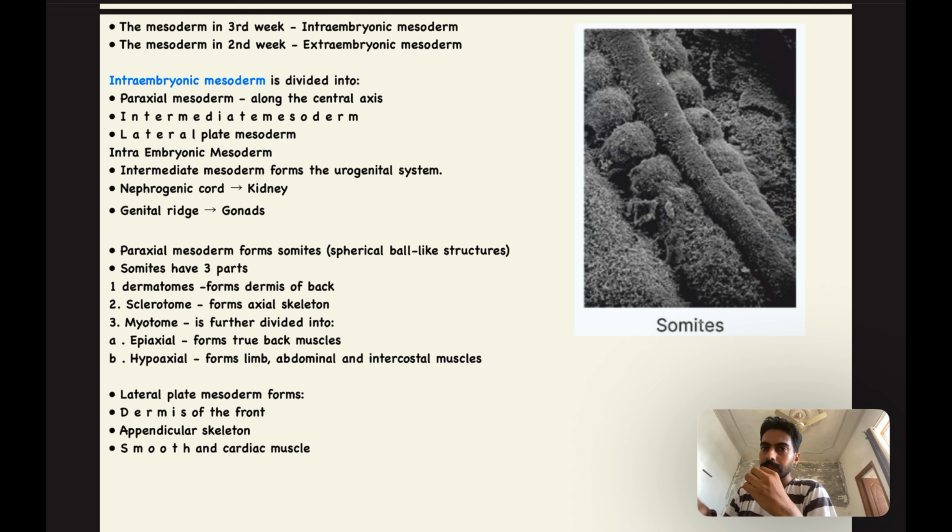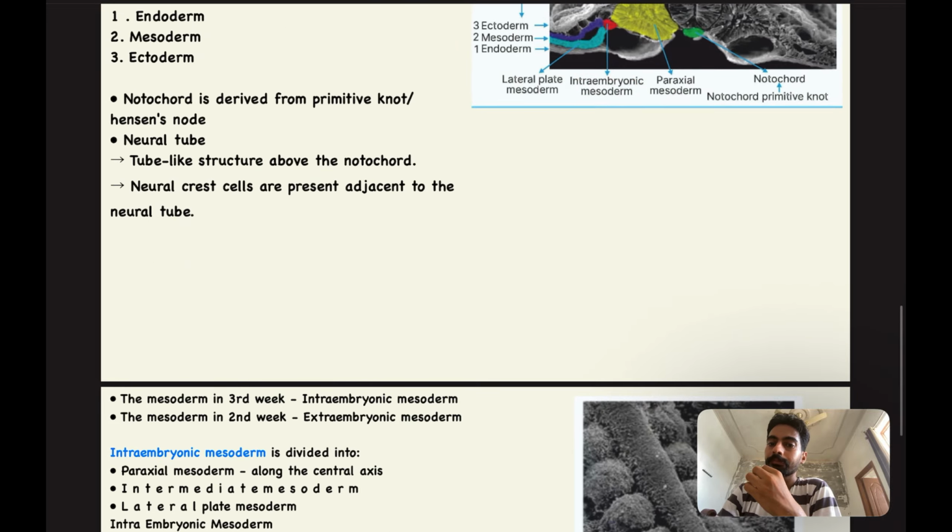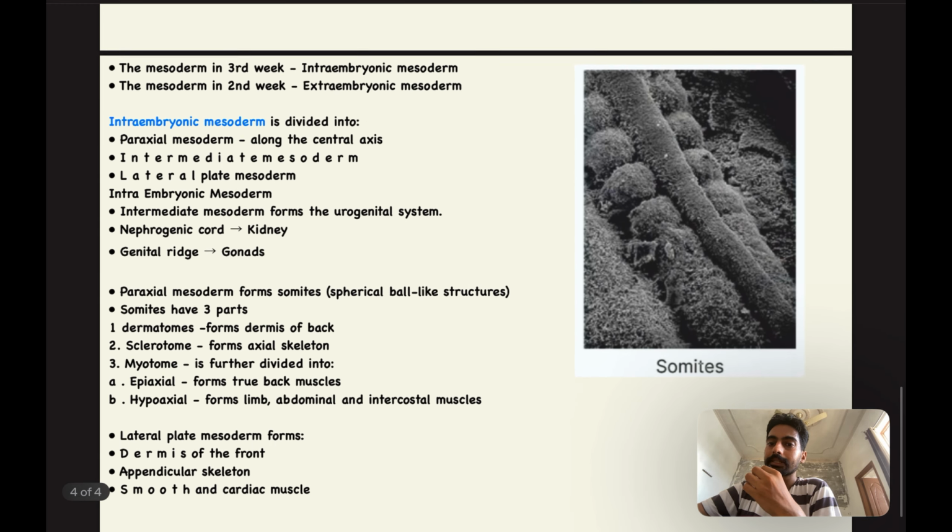Now if we talk one by one, our first is intermediate mesoderm. It forms two structures, the nephrogenic cord and the genital ridge, which in adults become the kidney, and the genital ridge becomes the gonads. So if we combine both of these, it forms our urogenital system. Our intermediate mesoderm will form our urogenital tract.